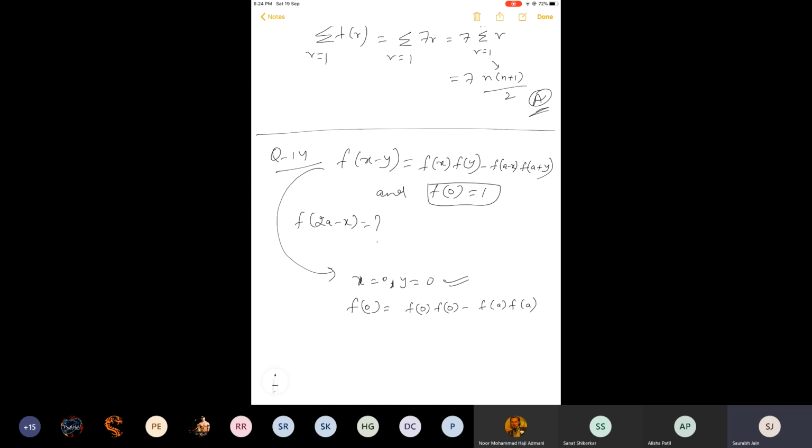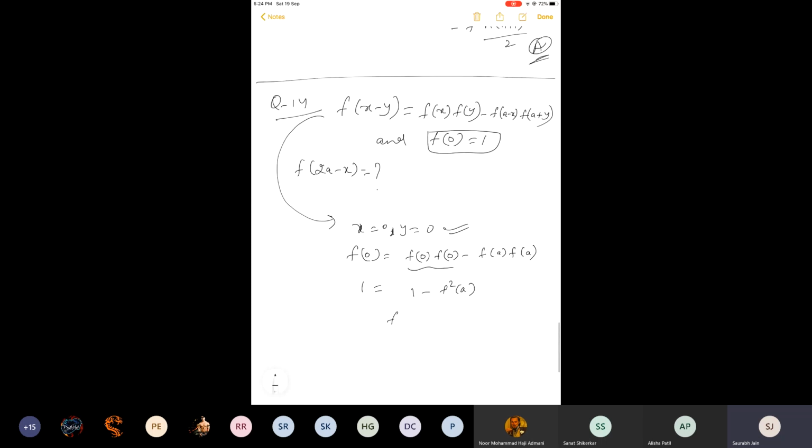Why? Because we are putting x0 and y0. Now f0 is 1, so this is 1 into 1. This is f square a. F square means fa into fa. So fa square is coming 0, and that is why fa will be 0. So because of f0, we have got one more value now, and that is fa.